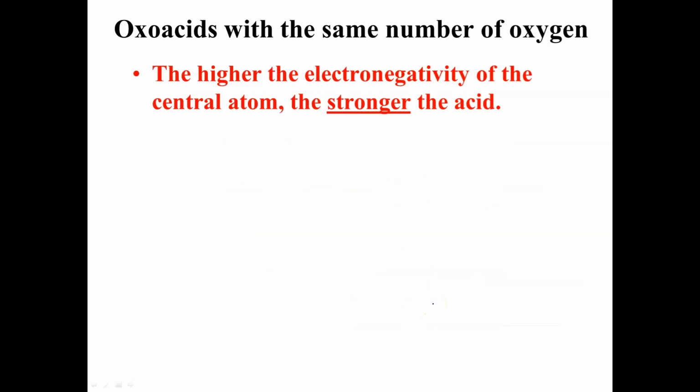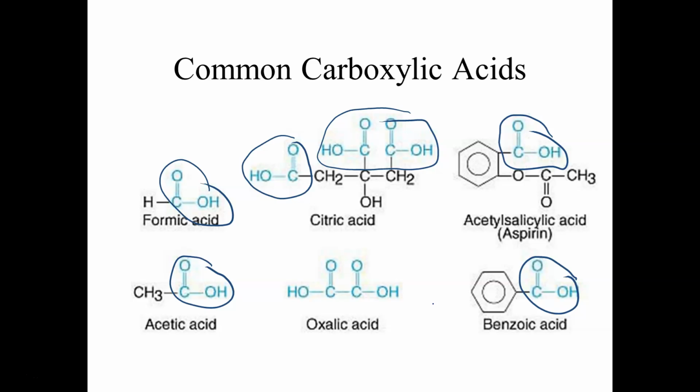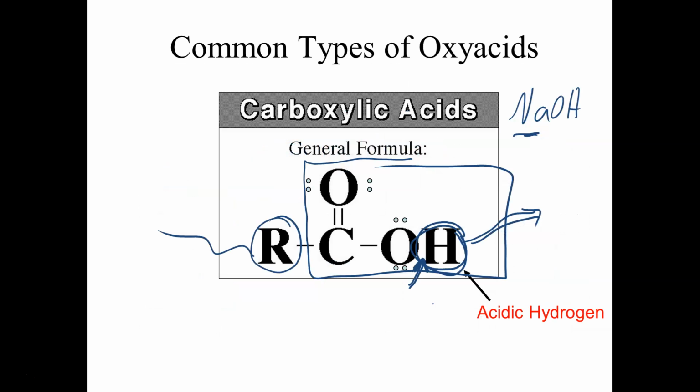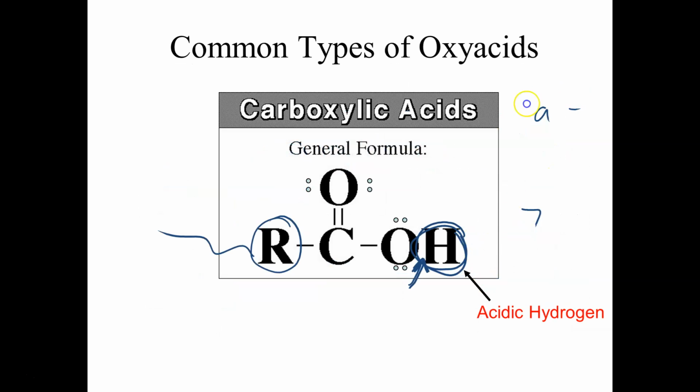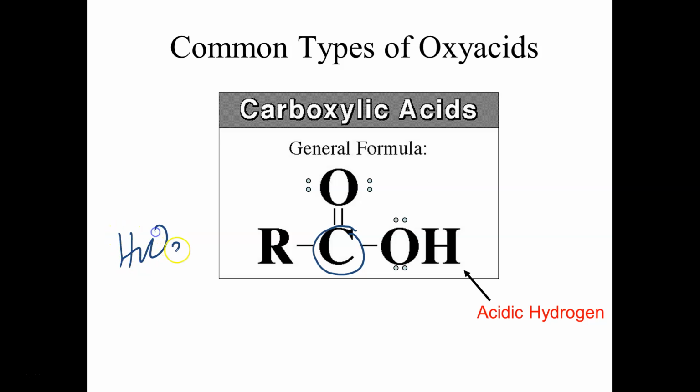So let me go back a little bit here and show you what I'm talking about. This is what we're considering our central atom. Now it's not always carbon. If you have nitric acid, it's HNO3. It would be nitrogen that we're talking about for your central atom.